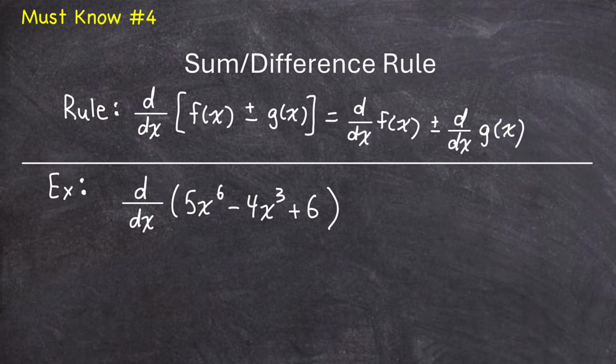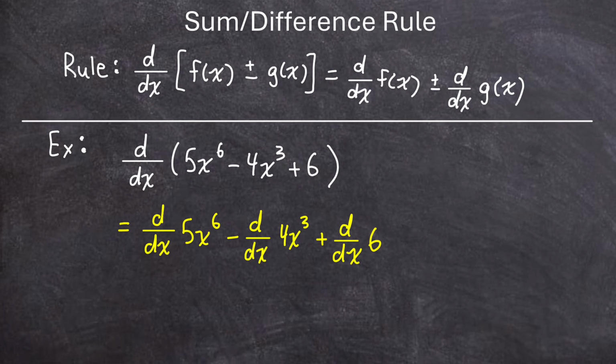In this example, I'm finding the derivative with respect to x of this polynomial function, which is made up of 3 different terms. To find its derivative, I'm allowed to just differentiate all 3 of these terms separately and then just add and subtract their derivatives. And now we can just differentiate all 3 of those terms.